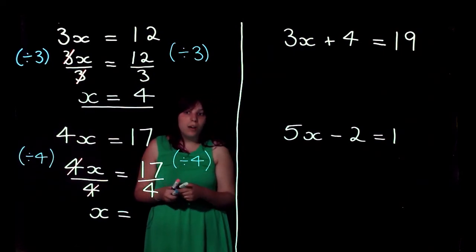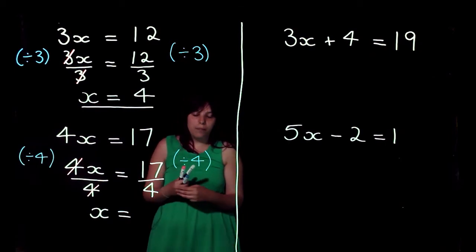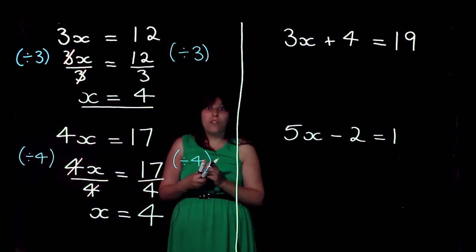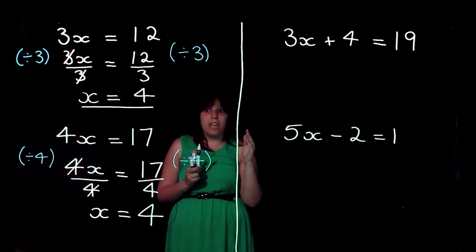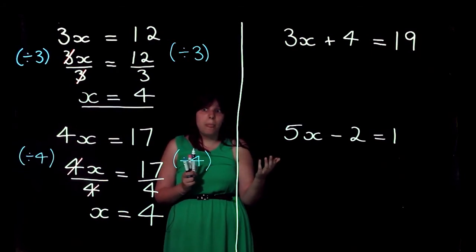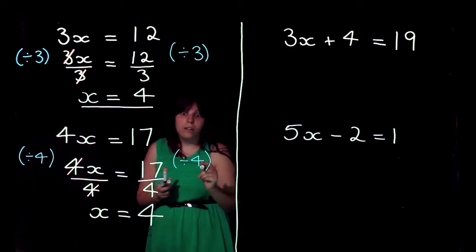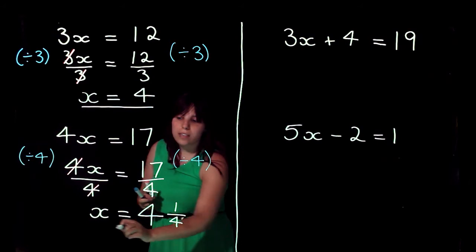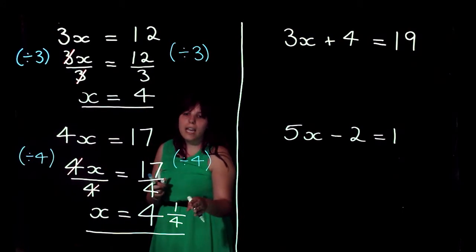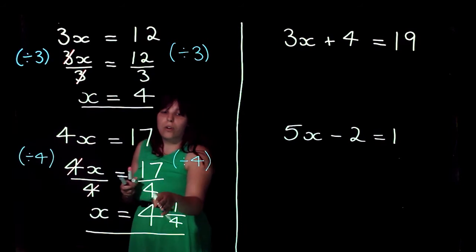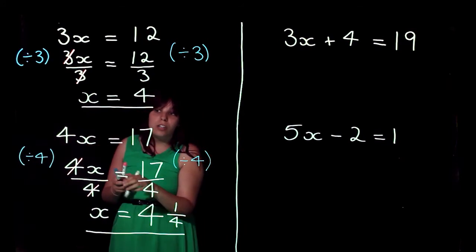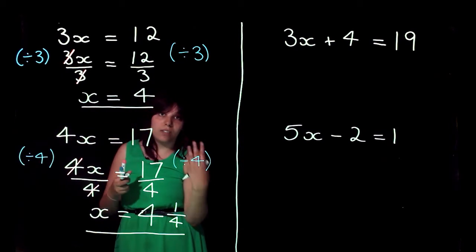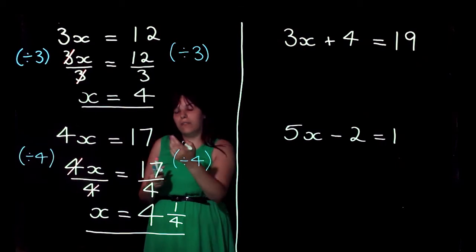So to make it a mixed number, we need to see how many 4s go into 17. Well, that's going to be 4. And what we have left over, we've got 1 left over because 4 times 4 is 16, and that leaves us 1. And it's 1/4 that we're left with. So that's our final answer. And again, we can check that because we'll put it back into our equation. 4 times the 4 would give us 16, and then 4 times the quarter would give us an extra 1, and 16 plus 1 is going to give us our 17.